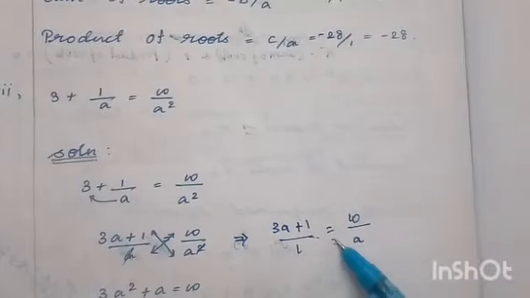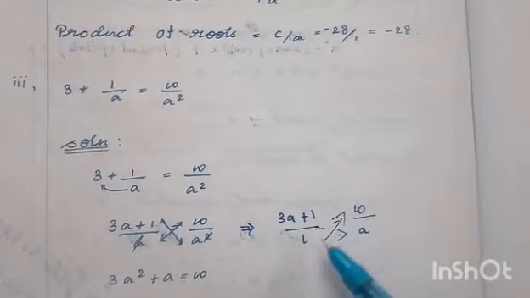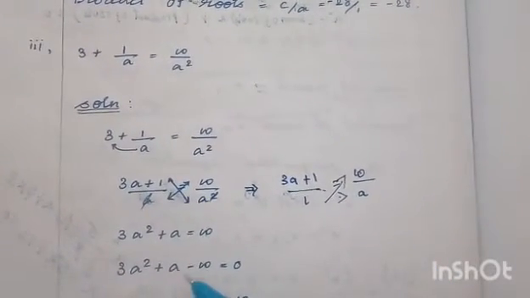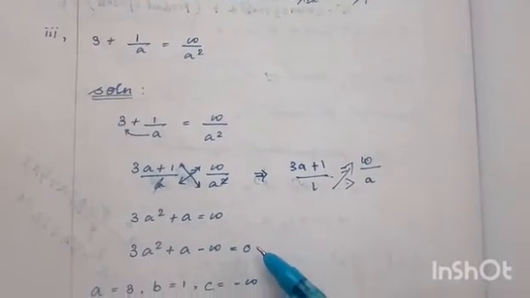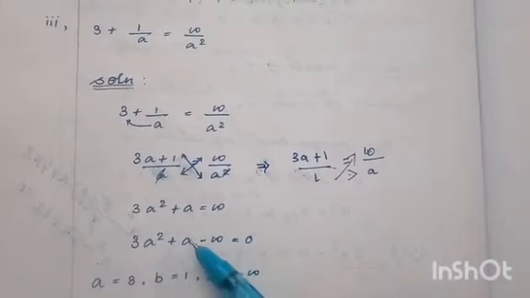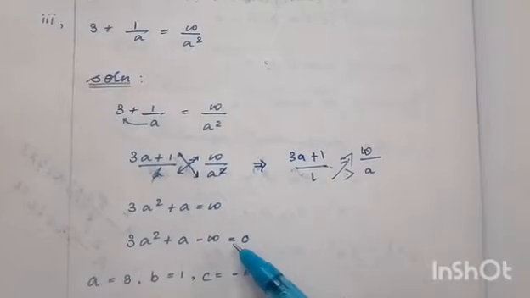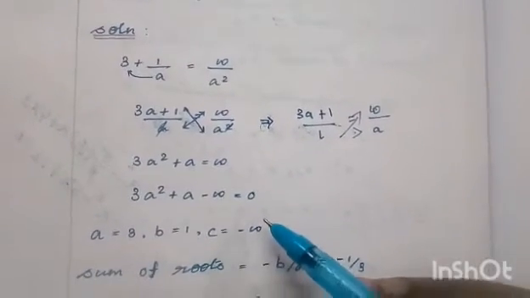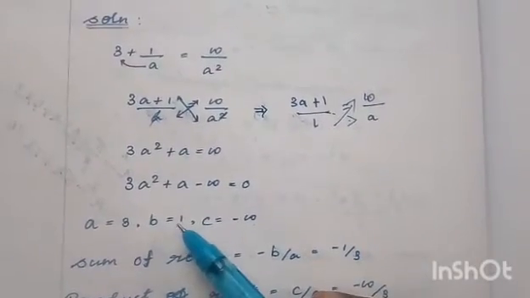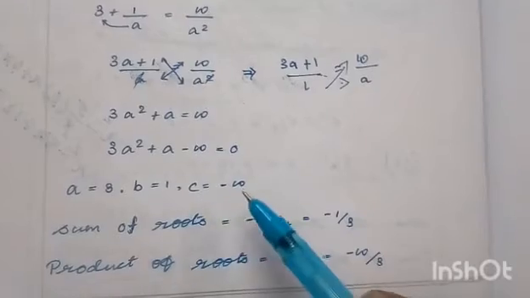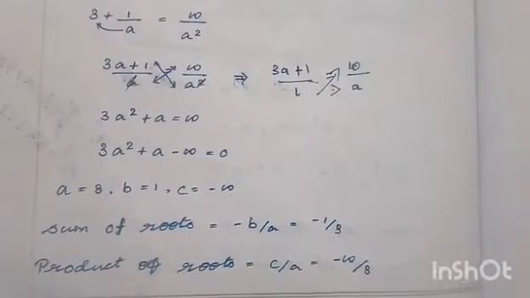Then you have to make a cross multiplication. 3a square plus a is equal to 10. Now this 10 you have to bring to the left hand side. So 3a square plus a minus 10 equal to 0. So a is equal to 3, b is equal to 1, c is equal to minus 10. Compare with the general form, ax square plus bx plus c equal to 0. So sum of the roots is minus b by a, that is minus 1 by 3. Product of roots is c by a, that is minus 10 by 3. Remaining sums you have to try yourself.